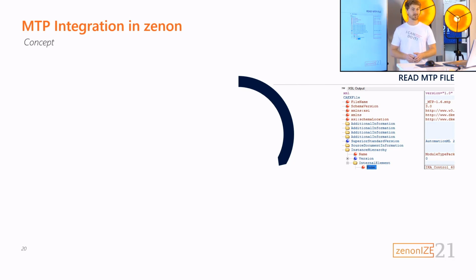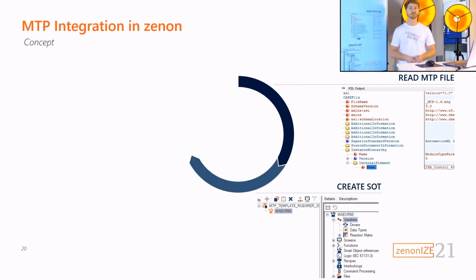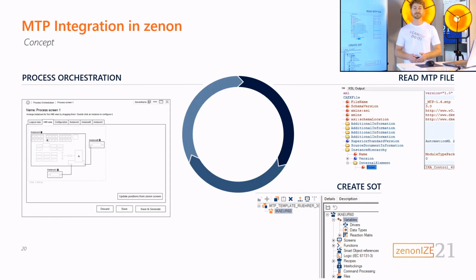That's the MTP part, and now we need to bring this MTP information to Xenon, which is basically the Smart Object template. After reading the MTP file, we need to interpret all required variables, Xenon screens, recipes, and so on, and create them in Xenon as a Smart Object template. And finally, of course, we also want to offer our customers the possibility to simply orchestrate, or basically link, the devices with each other.